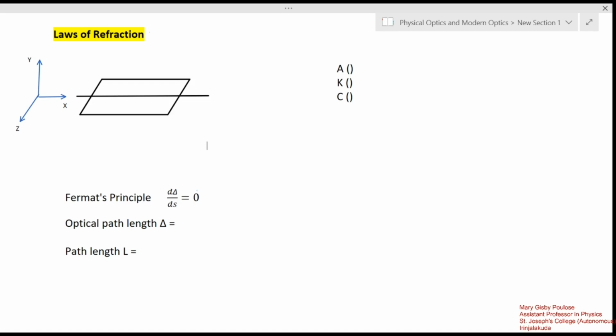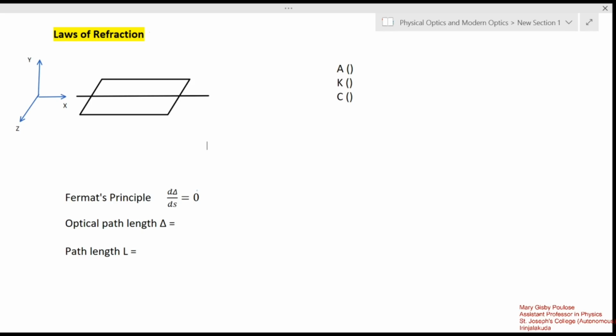If light travels from a rarer medium to a denser medium, it will bend towards the normal. And if light travels from a denser medium to a rarer medium, it will bend away from the normal of the boundary.